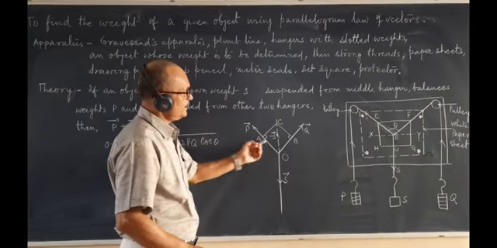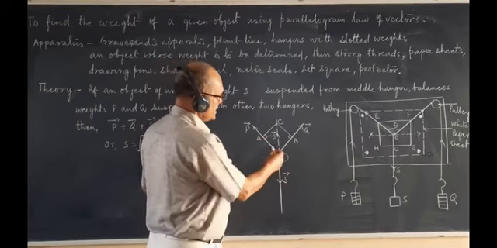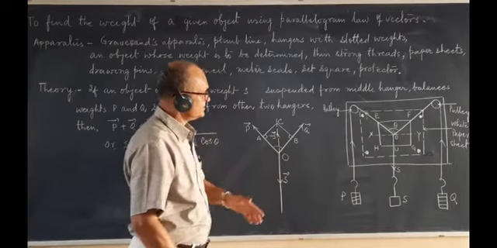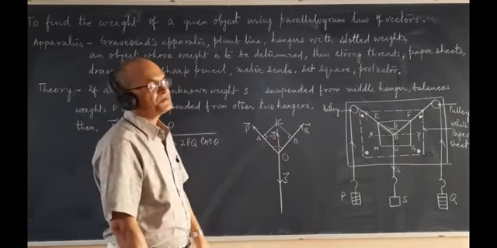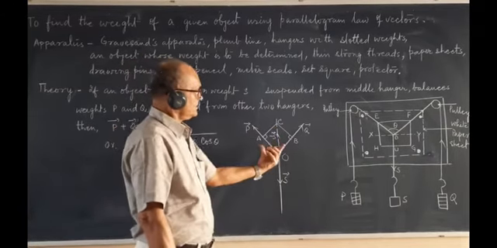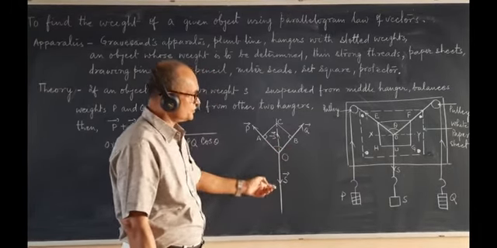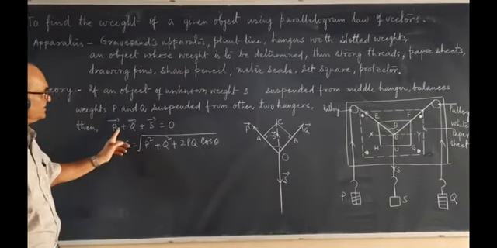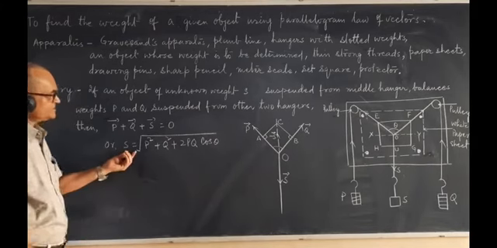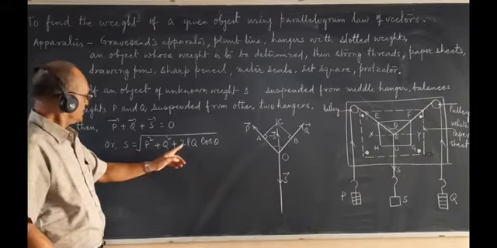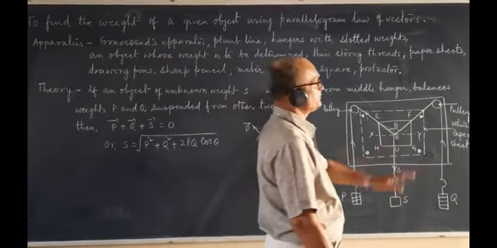So this P and Q, we have two vectors making some angle theta, and the resultant, this OC, will give you the resultant vector of P and Q. That is why we have written P plus Q plus S equals 0. And for the magnitude, S squared equals P squared plus Q squared plus 2PQ cos theta. Theta is this one.